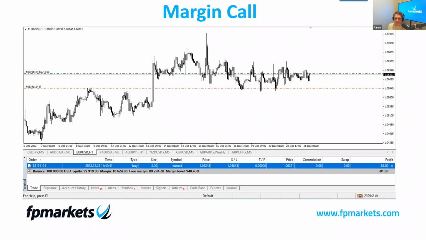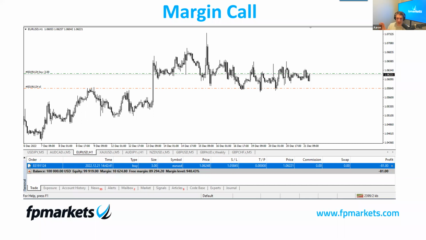So equity is equal to the margin level. Our equity level here is equal to our margin. So it could be 1,000 there. If our initial margin is 1,000, our equity will also be 1,000. This is when you'll receive a margin call.